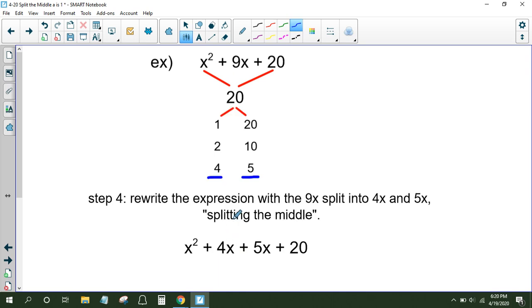So what are we going to do with that? Step number 4, we rewrite our original expression with the 9x being split into these two factors, the 4 and the 5. So we'll have a 4x and a 5x instead of this 9x. Our new expression is x squared plus 4x plus 5x plus 20. It's still the same expression, because 4x plus 5x is indeed 9x.